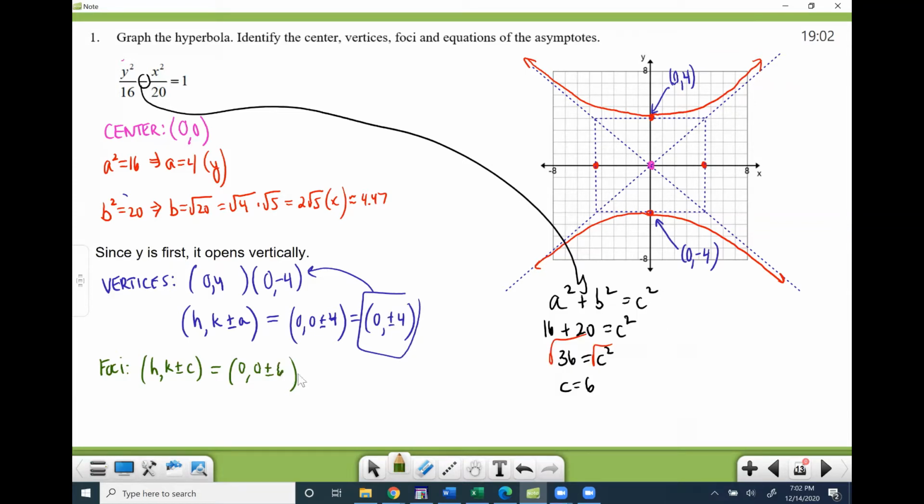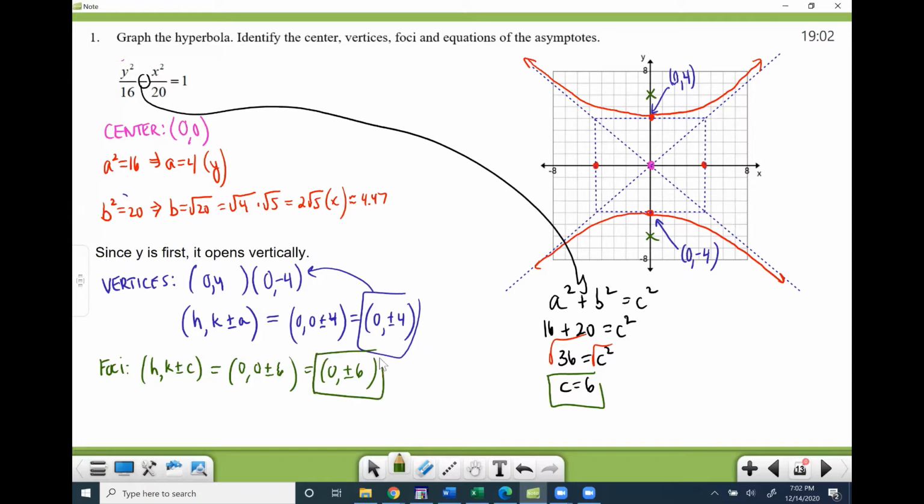Bam. Okay. And so you end up getting 0 plus or minus 6. Again, you don't have to use that formula. If you find out that C equals 6, then just count 6 up. 1, 2, 3, 4, 5, 6 and put your X. And count 6 down and put your X. And you always should have your foci inside the parabola. So that looks great. That looks like those are the right spots.